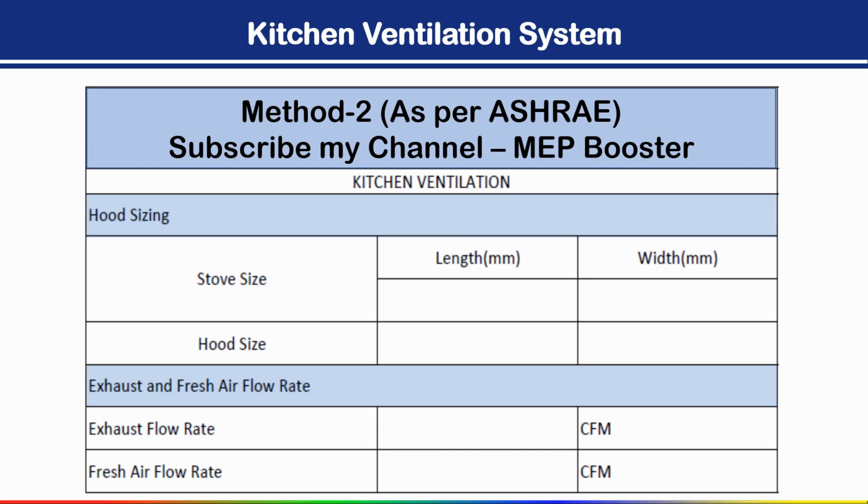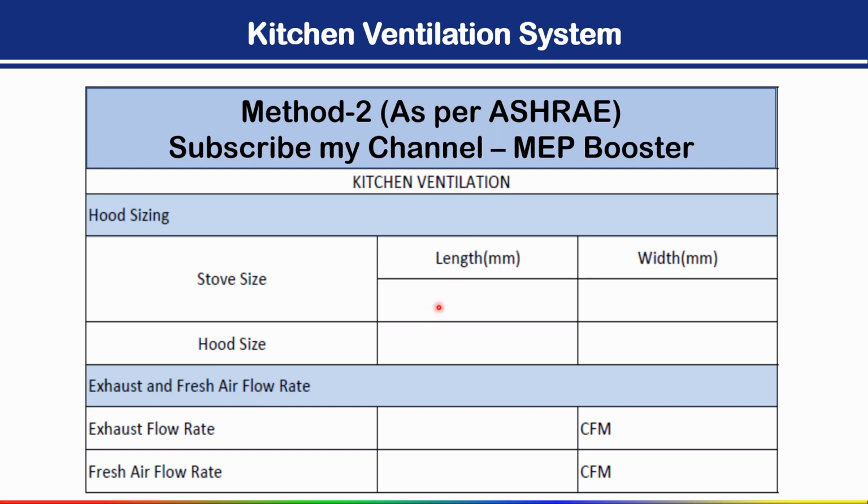Now see the second method, how to do the kitchen ventilation system by using method second. If you know the stove length and width, you will easily get the hood size. In method first we use a formula to calculate the hood size. Here we don't need to use that formula directly. As I told you, if you want to install a wall mounted canopy hood, for the sides we have to give a minimum overhang of 6 inch, and for the front side, for full capture, 12 inch. So 6 to 12 inch we have to give as overhang.